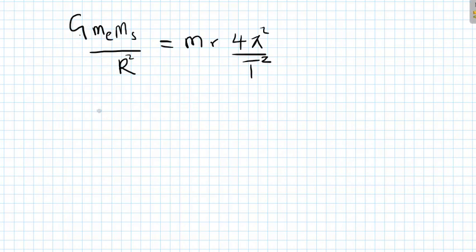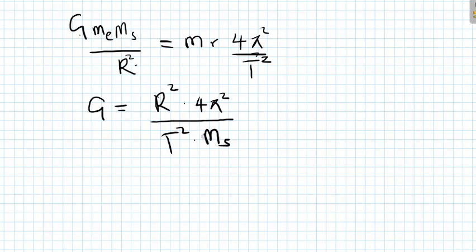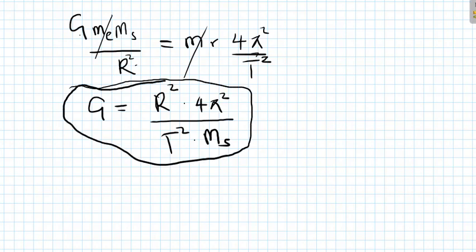When we make G the subject of the formula, G is going to be equal to r squared multiplied by 4 pi squared, divided by, remember these r's simply come on top, and we're going to remain with the T squared multiplied by the m for the sun, because the m for the earth has cancelled out with this one. So we remain with this equation.